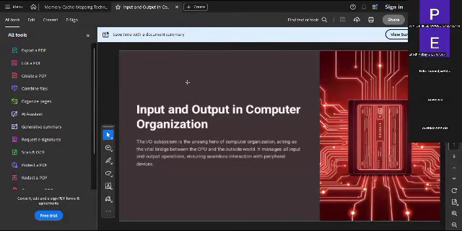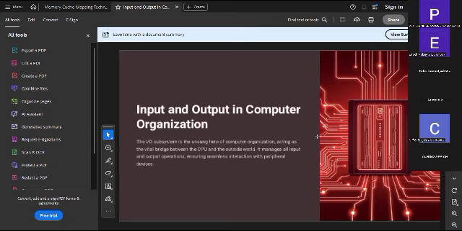Okay, good day, class. We are group 11, and we are about to present on the input and output in computer organization. Before we look at that, we have to look at the input or output subsystem. It is the unsung hero of computer organization, acting as the vital bridge between the CPU and the outside world. It manages all input and output operations, ensuring seamless interactions with peripheral devices.